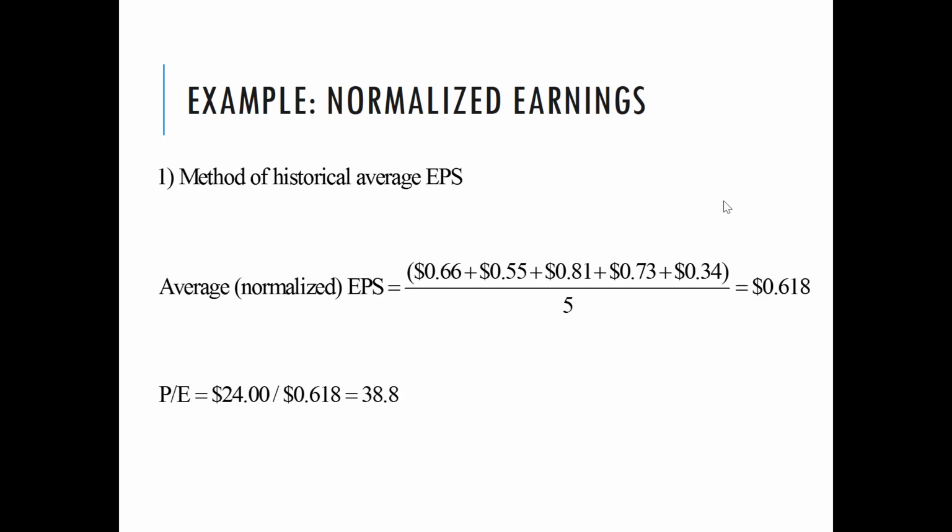So again, the first approach, you're just looking at the past 5 years worth of earnings per share, and you're dividing it by 5. And you get, in this case, 0.618 earnings per share. You can then, I guess, divide the current stock price of $24 by this amount, and you get a price to earnings multiple of 38.8.